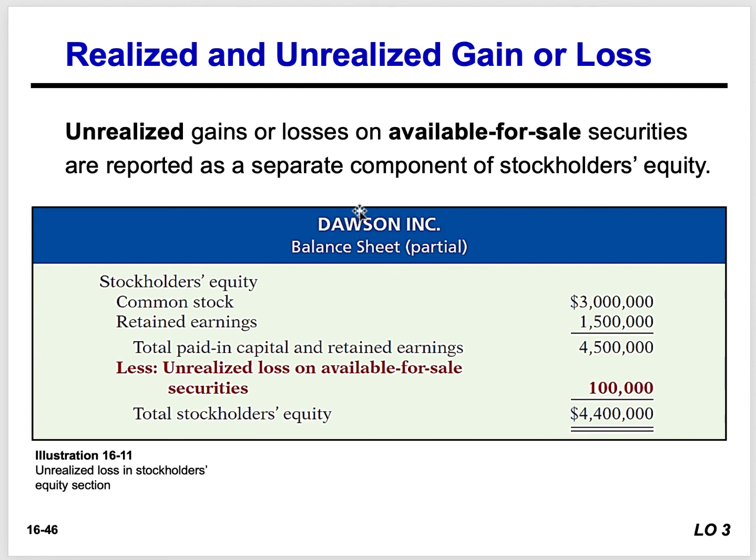Notice what we have here, right? We have stockholders' equity. That's the category. Yep, you know that. What falls under there? Well, common stock. Yep. Retained earnings. Yep. Then we have the total paid in capital and retained earnings. Then underneath that, we have less unrealized loss on available for sale securities. Okay. Then we report the total stockholders' equity.